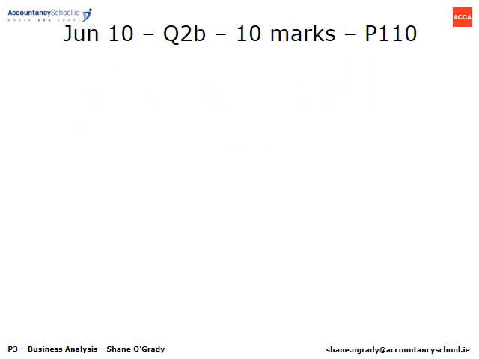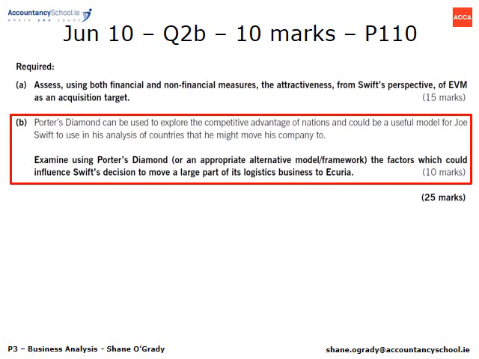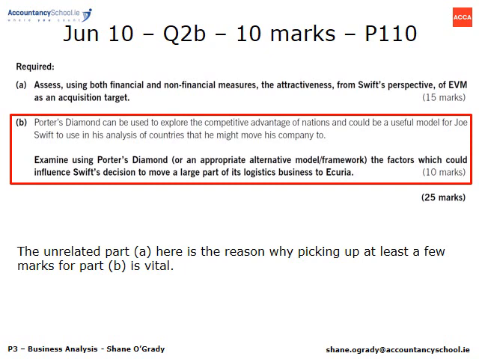Now, one thing I want to mention here, which is quite important, is if you look at this question in its entirety, we're focusing obviously on the Porter's Diamond part, which was 10 marks. And some people might say, well, look, what I would do in the exam if that happened is, because I haven't got time to be studying all these peripheral topics, I just wouldn't do that question. And I can understand that many people would have taken that view. But the unrelated part here is the reason why you should have known something about Porter's Diamond.